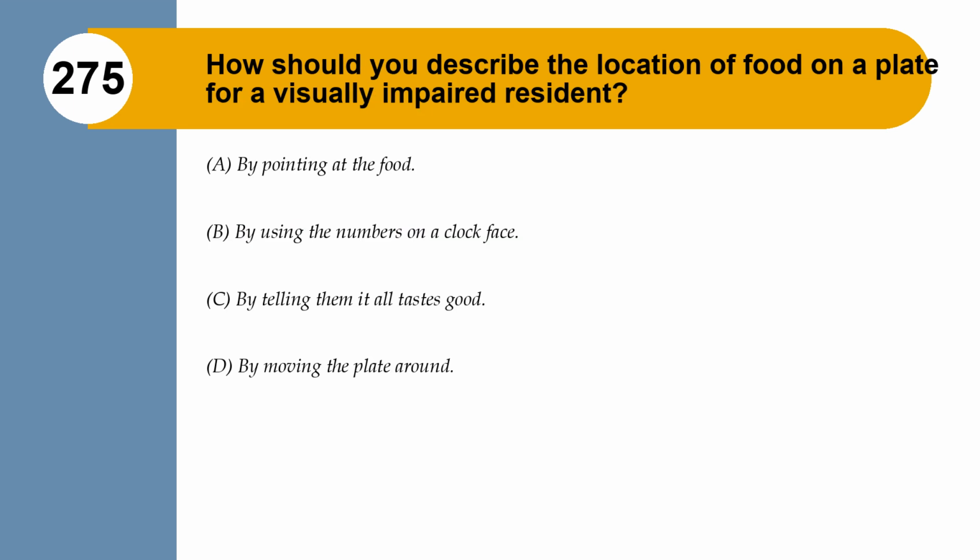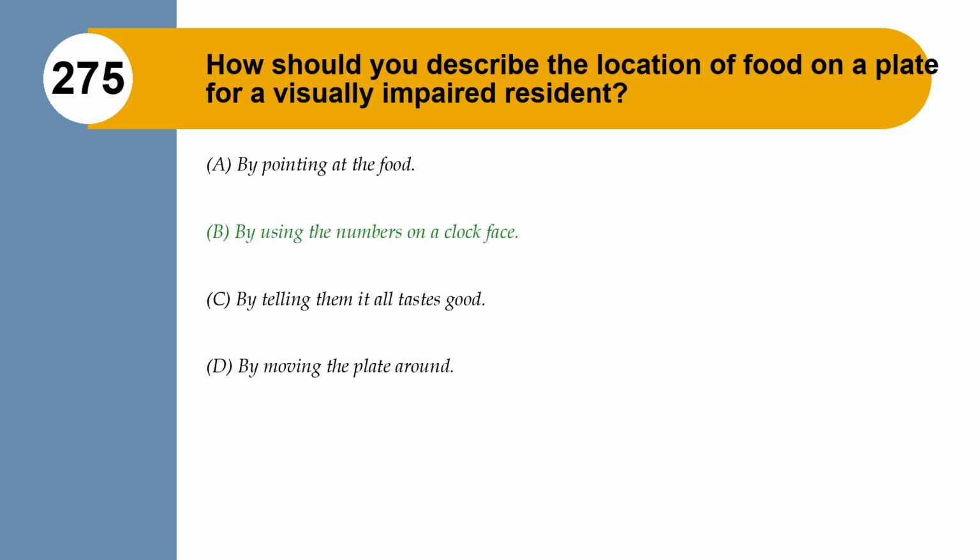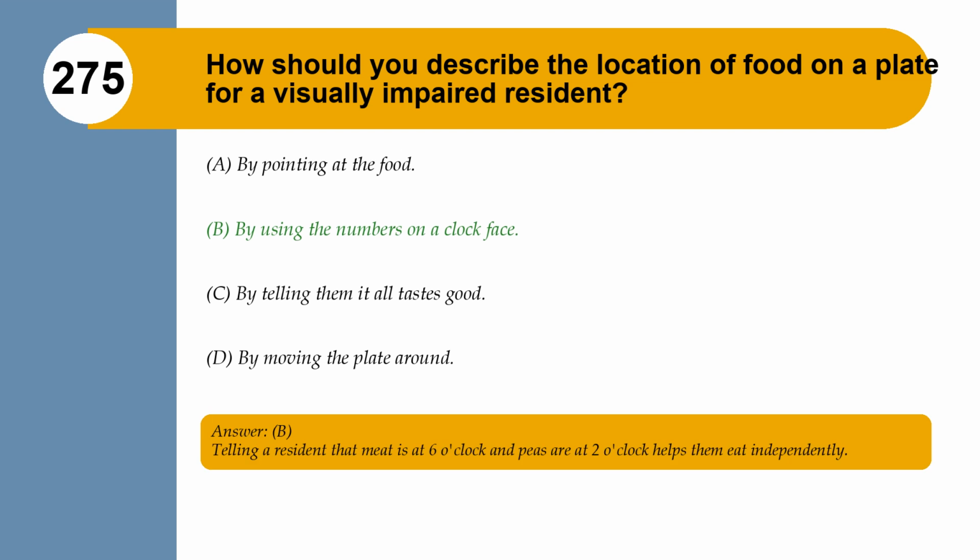Question 275. How should you describe the location of food on a plate for a visually impaired resident? Option A, by pointing at the food. Option B, by using the numbers on a clock face. Option C, by telling them it all tastes good. Option D, by moving the plate around. The correct answer is option B, by using the numbers on a clock face. Explanation: telling a resident that meat is at 6 o'clock and peas are at 2 o'clock helps them eat independently.